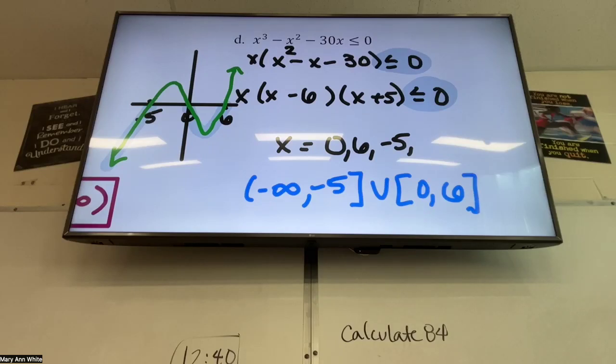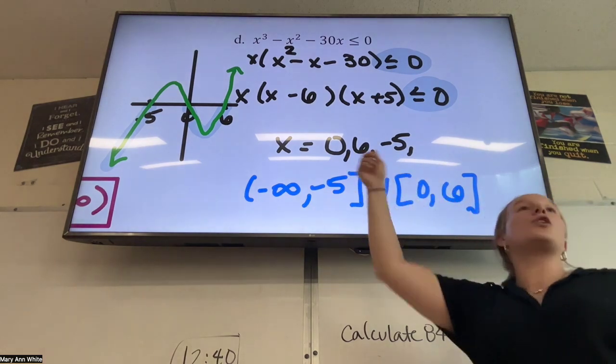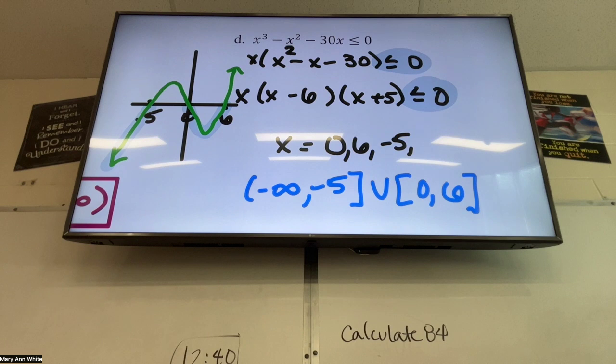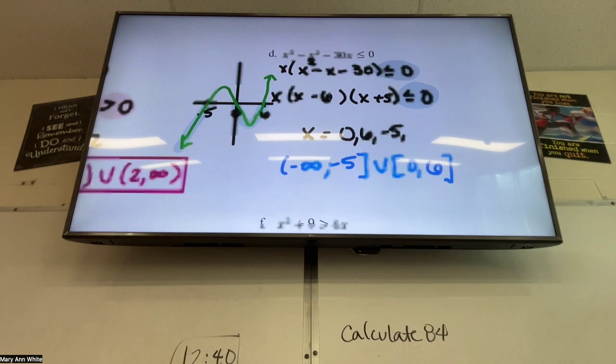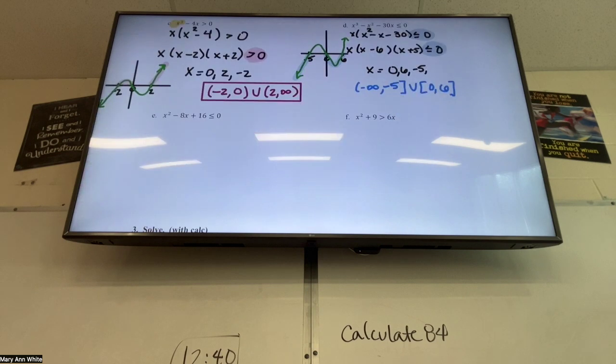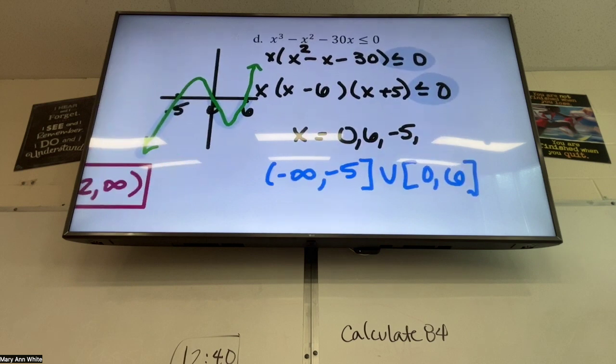And that is one reason I do my picture, because unless I write my zeros in order, I don't really know which one comes first. So that's why I draw my picture, so I'm making sure that I hit everything in the right order. Okay, the last two are very similar, but they're a little bit of a special case when we get to the end.